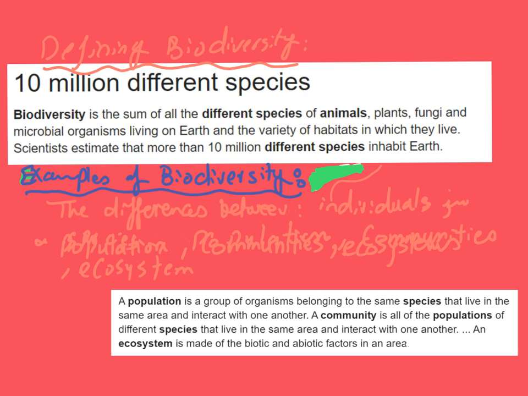Let me remind you of the definitions of population, community, and ecosystem. A population is a group of organisms that belong to the same species, live in the same area and interact with one another. A community is all the populations of different species that live in the same area and interact. An ecosystem is made of biotic and abiotic factors in an area. So it includes all species of living organisms that live together and interact with the abiotic factors in their environment. Abiotic factors are like air, water, atmosphere, and so on.